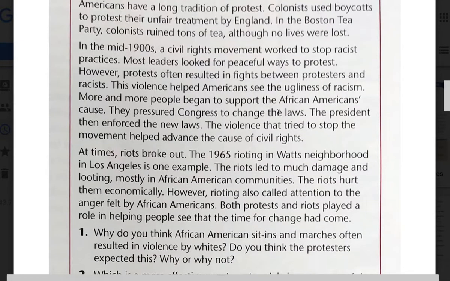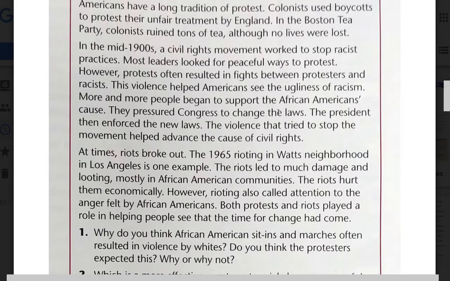In the mid 1900s, a civil rights movement worked to stop racist practices. Most leaders looked for peaceful ways to protest. However, protests often resulted in fights between protesters and racists. This violence helped Americans see the ugliness of racism.